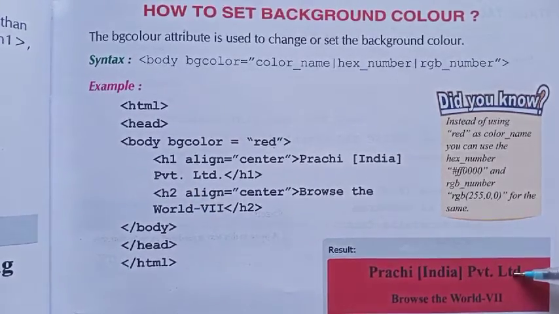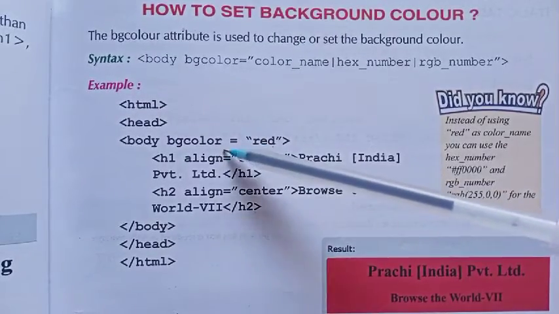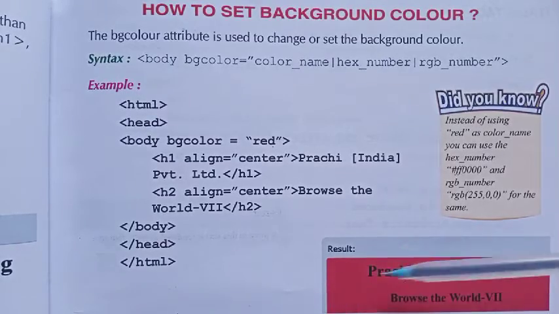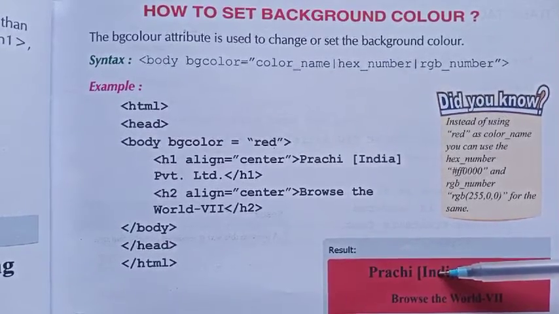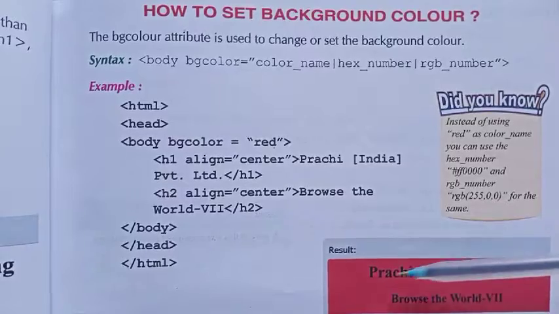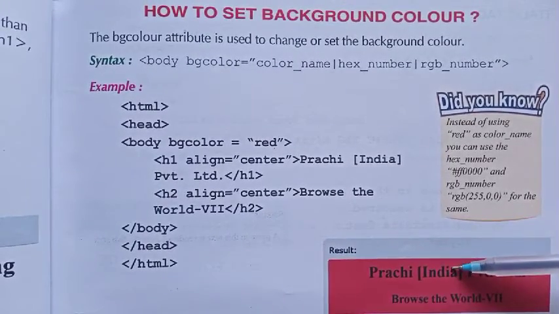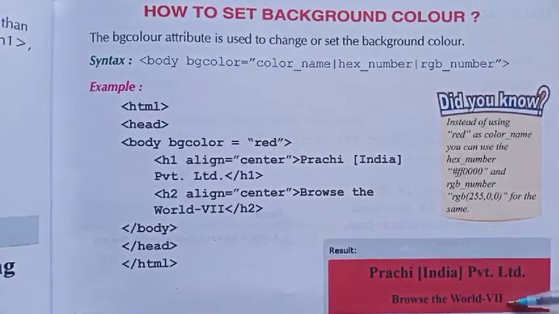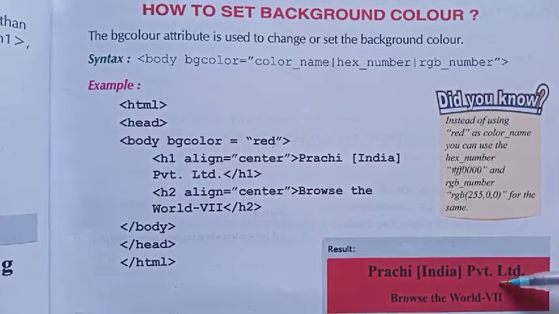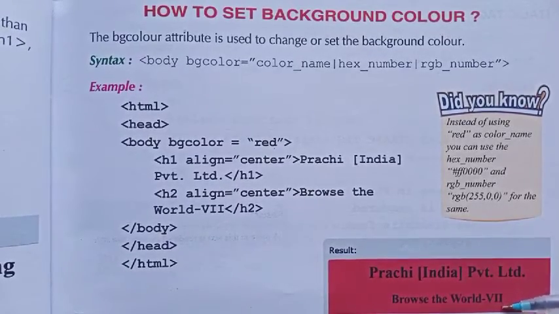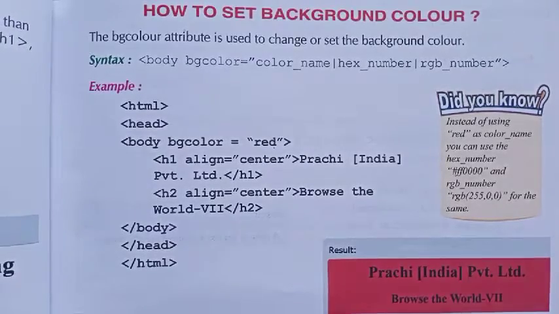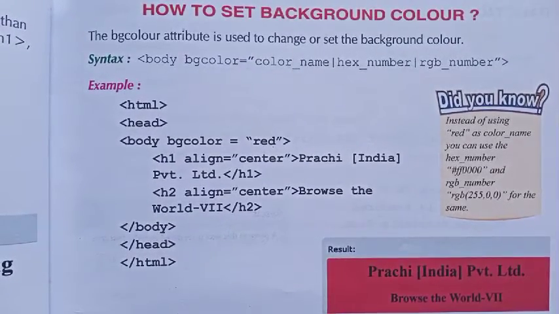The result is, because we have given body bgcolor equals to red, you can see a red background appear, and in the first heading style we have written Prachi India Private Limited towards the center of the page, so it is displayed here. And next, in the second heading style, we have written browse the word 7. Then you can see with the second heading style, it appeared in the next line. So this is how you can set the background and beautify your web pages.